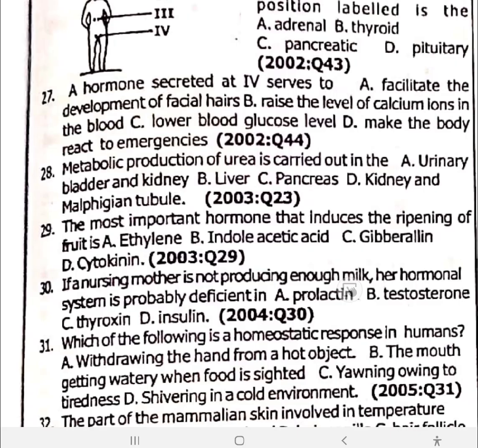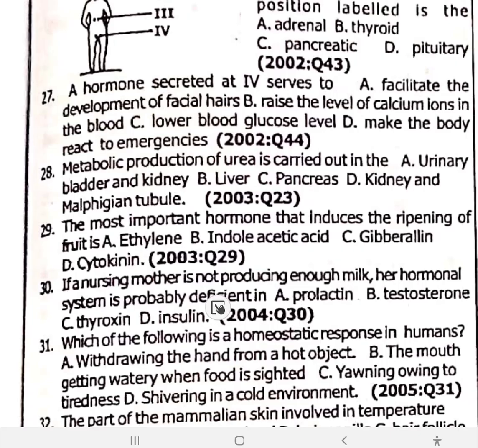You also have growth hormone from there. Some people will pick neck. No, neck is not for the growth hormone per se. It's from the head first. It's the one that will stimulate the one in the neck, the thyroid gland. So 30, if a nursing mother is not producing enough milk, her hormonal system is probably deficient in prolactin. 30 is option A.